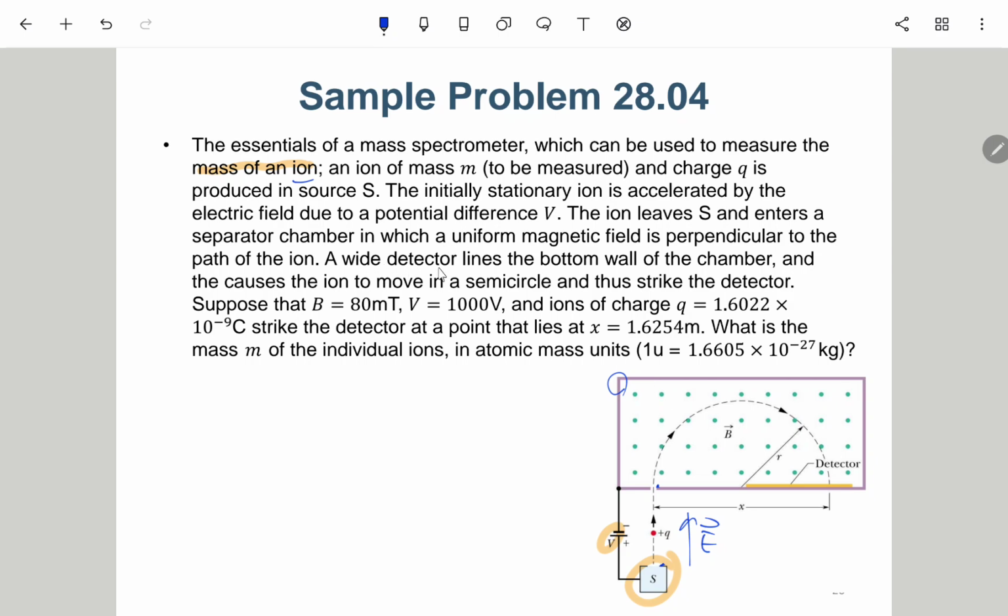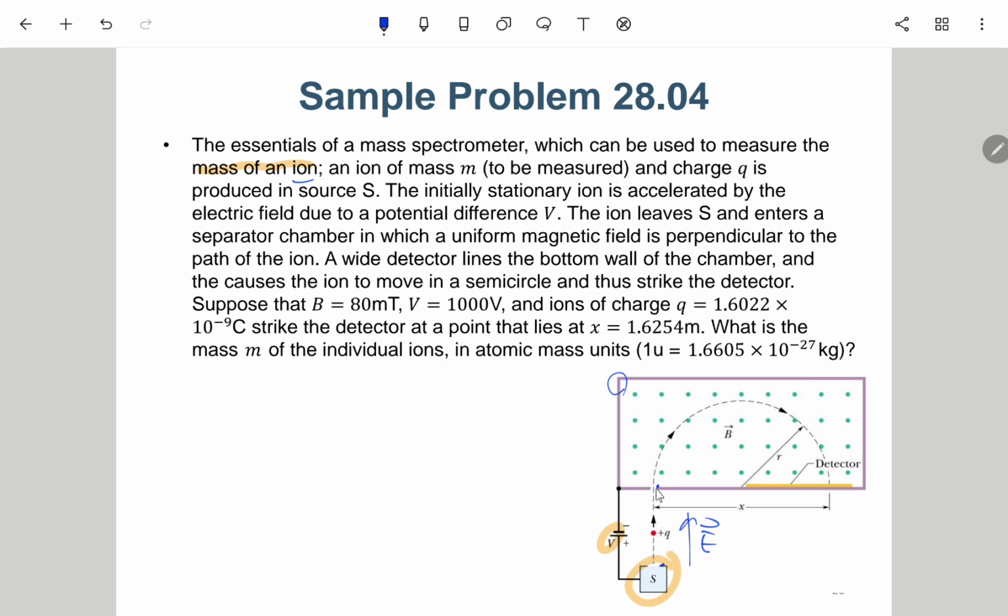Okay, a white detector lines the bottom wall of the chamber and path of the ion. So a white detector lines the bottom wall of the chamber and the B field causes the ion to move in a semicircle and thus strike the detector. Okay, so actually if a charged particle enters a perpendicular B field, okay, it will have a circular motion.